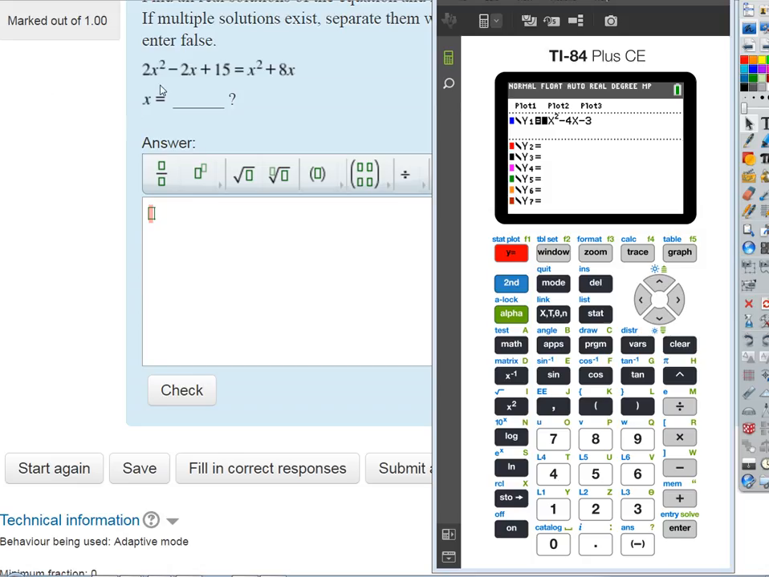So let's go ahead and do the left one as y1. So 2x squared minus 2x plus 15. Okay, and then we'll go down and do y2 will be x squared plus 8x.